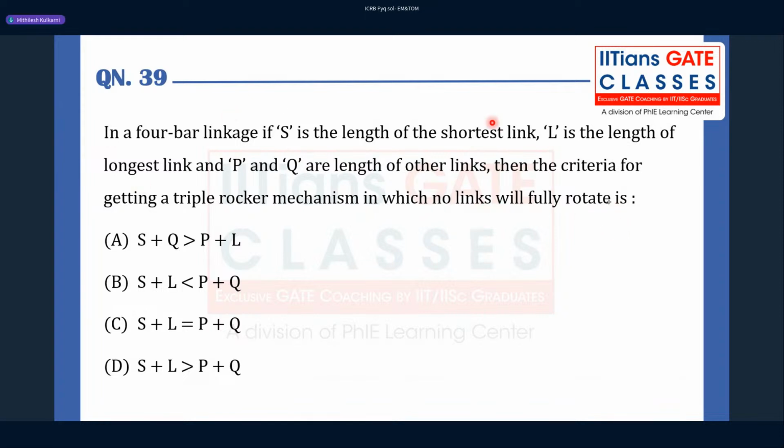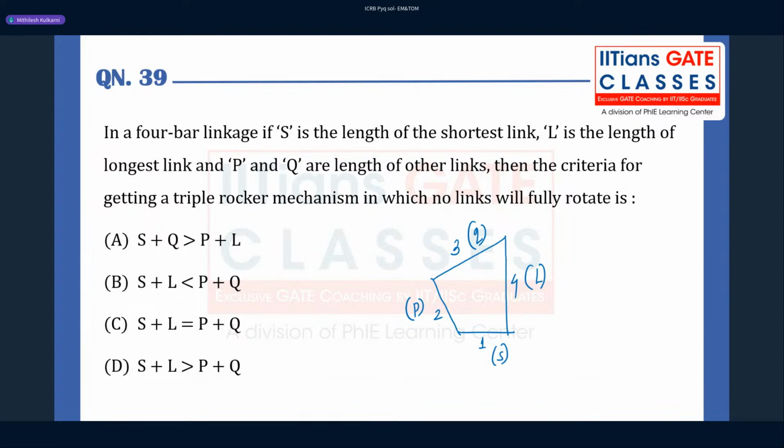So what they are saying is, we have a mechanism in which 4 links are there. Maybe like this, link number 1, 2, 3, and 4. One of them is the longest link, let's call this the longest link. This one is the shortest, and the other two are P and Q.